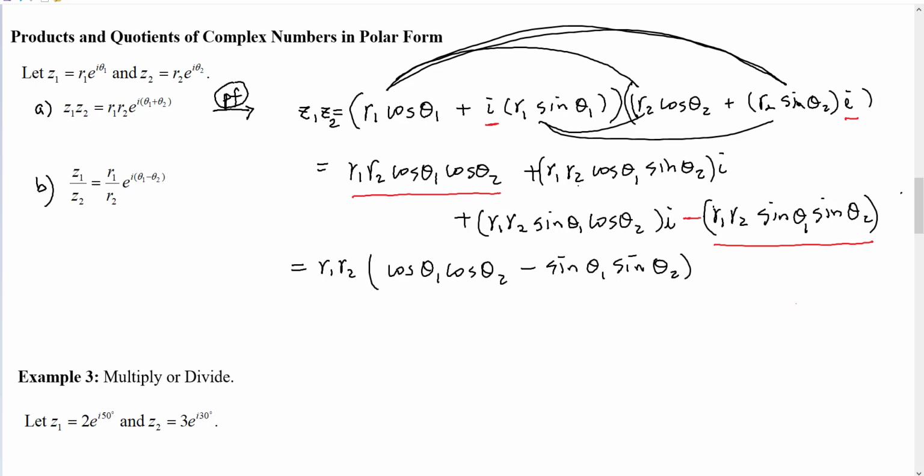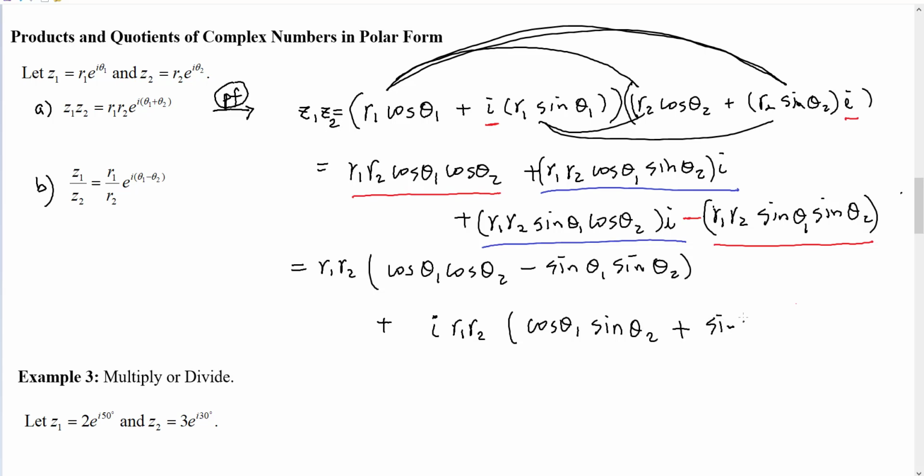And now I'm combining these two that contain I. If I combine that, I get I as a common factor, and the product of R1 and R2 is a common factor. And I have cosine theta 1 sine theta 2 plus sine theta 1 cosine theta 2. Or you can write this one first and this one later: sine theta 1 cosine theta 2 plus cosine theta 1 sine theta 2. And that is a sum identity of sine theta 1 plus theta 2.